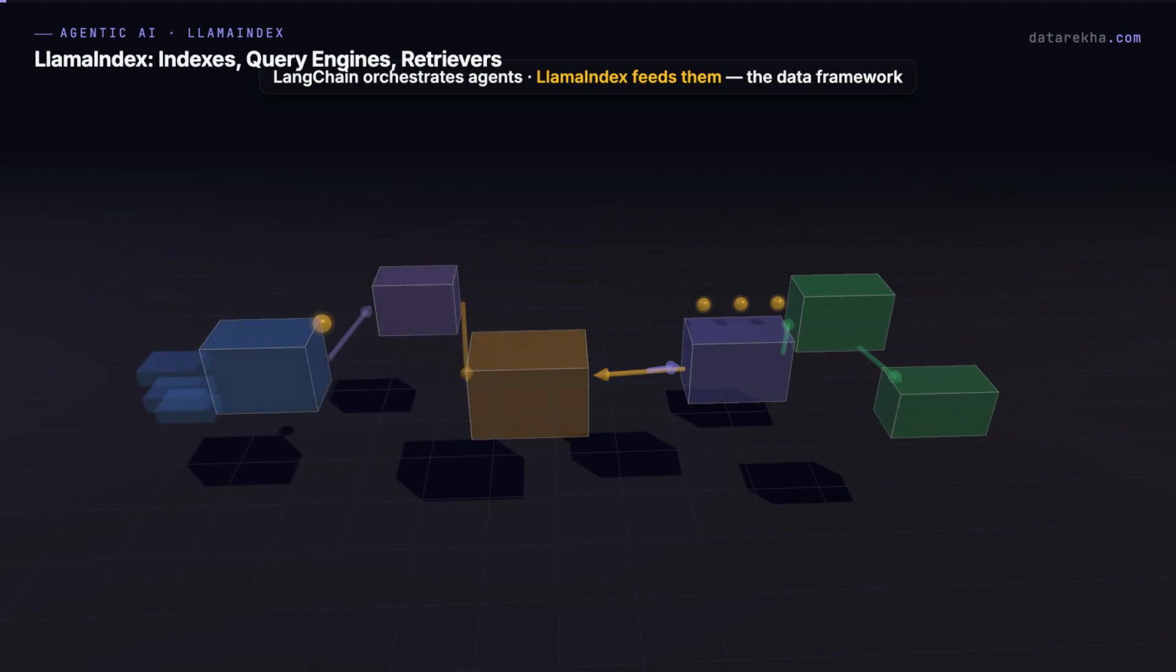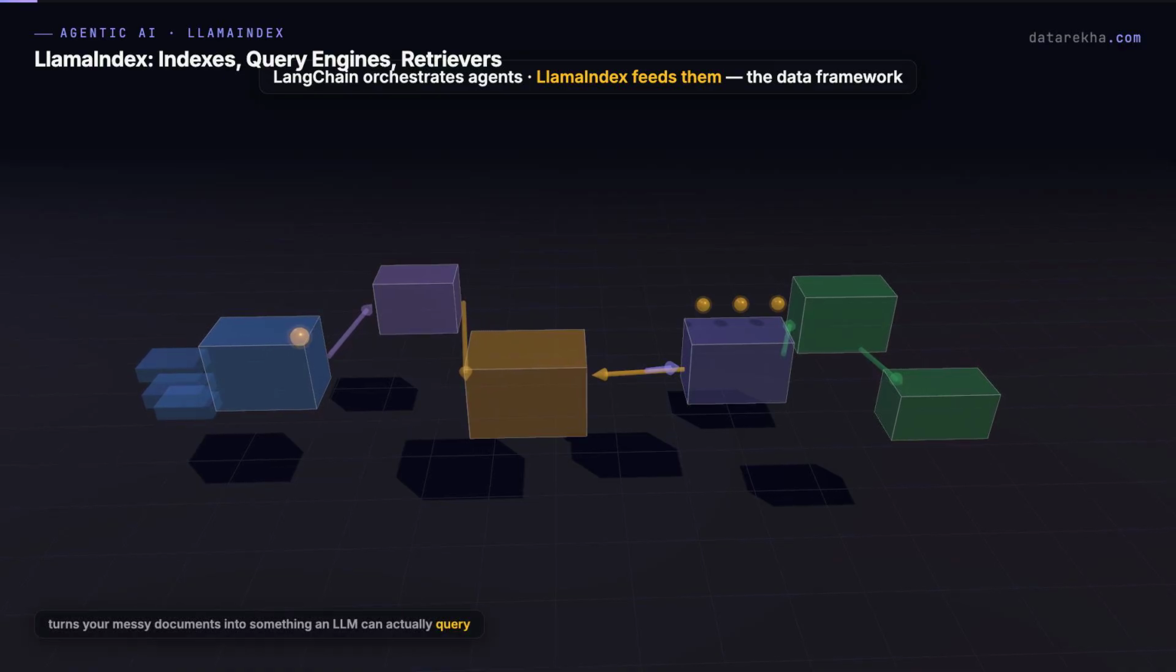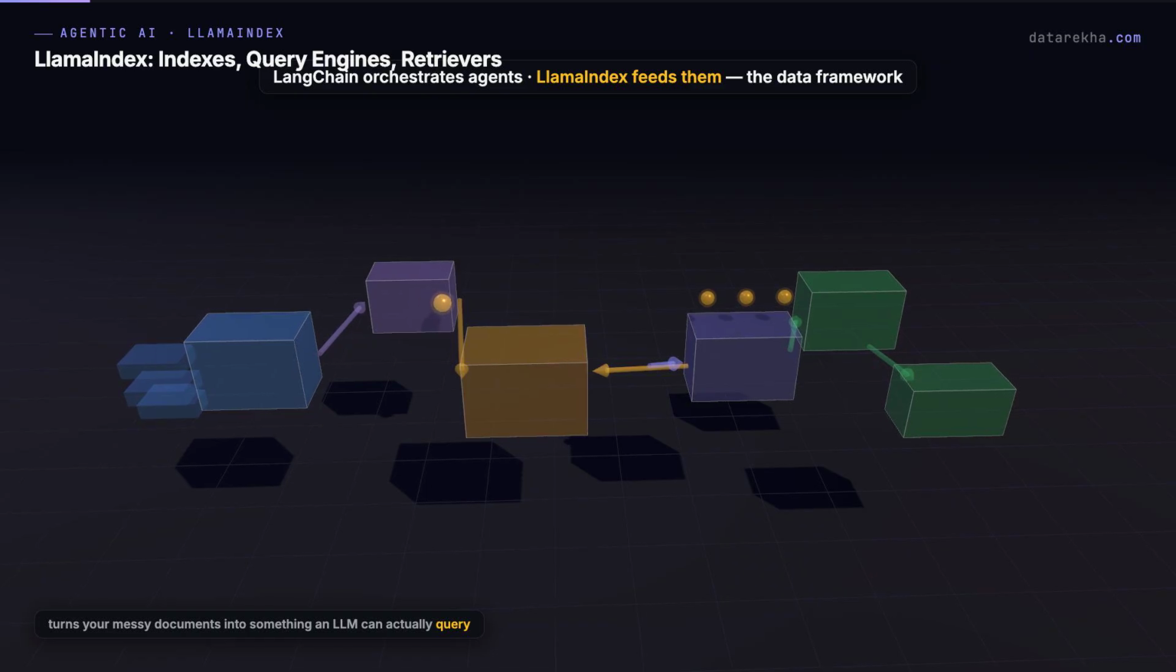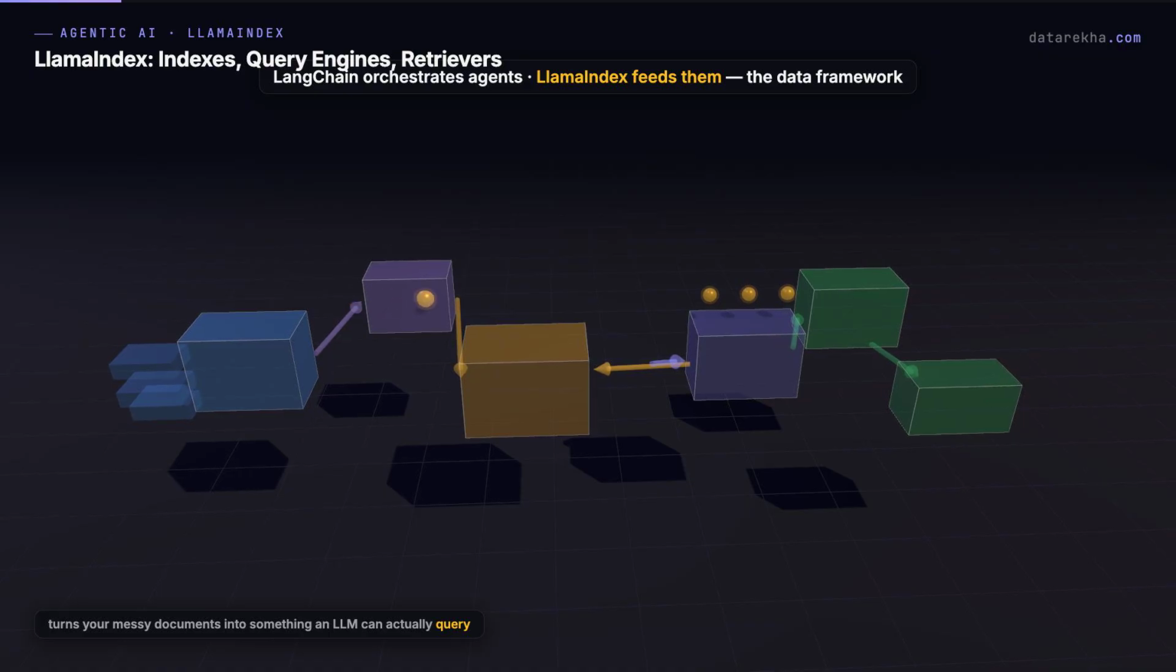If LangChain and LangGraph are about orchestrating agents, LlamaIndex is about feeding them. It is the data framework that turns your messy documents into something an LLM can actually query. And in 2026, it has grown well beyond a RAG library into the leading platform for document agents. Here is the one idea that lets you read any LlamaIndex codebase.